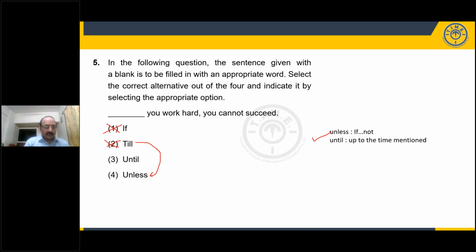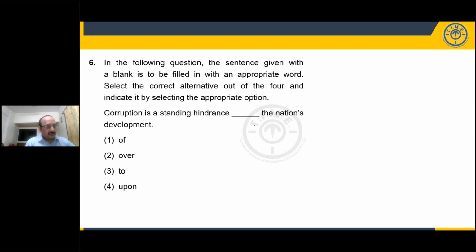I'm extremely sorry, one sec. Yeah. If is out, till is out, and what I was basically saying was till and until are very similar to each other. So if till is wrong, until will also be wrong. Our answer will be unless. Unless you work hard, you cannot succeed. So unless being if not, if the cause doesn't happen, then what will happen? That's the effect. So unless you work hard, you cannot succeed. All right, guys. Okay. Now question number 6.